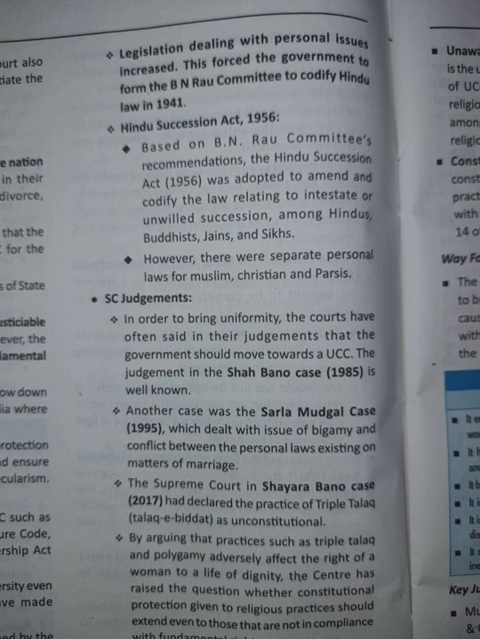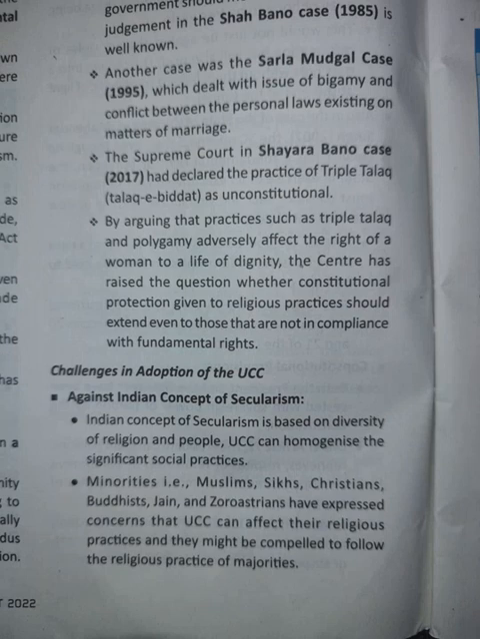What are some of the challenges in adoption of the UCC? The answer is, UCC is seen as against the Indian concept of secularism. The Indian concept of secularism is based on diversity of religion and people. UCC can homogenize significant social practices. Minorities, that is Muslims, Sikhs, Christians, Buddhists, Jains and Zoroastrians, have expressed concerns that UCC can affect their religious practices and they might be compelled to follow the religious practices of the majority.